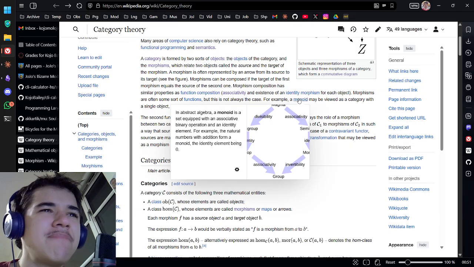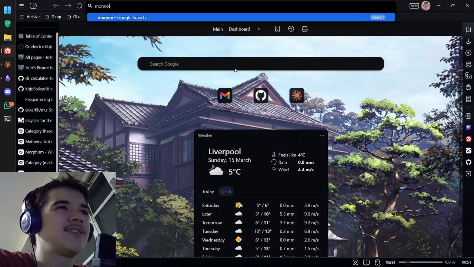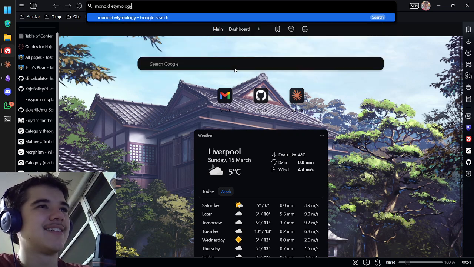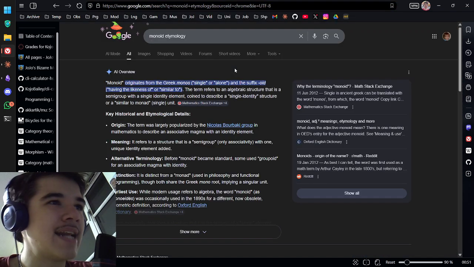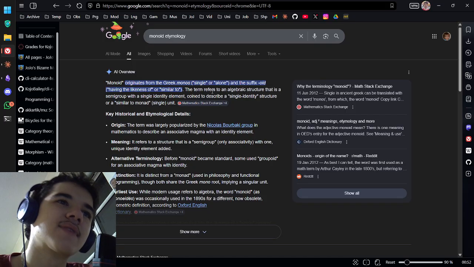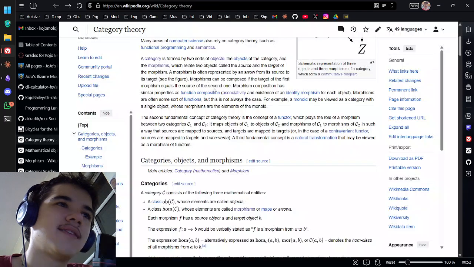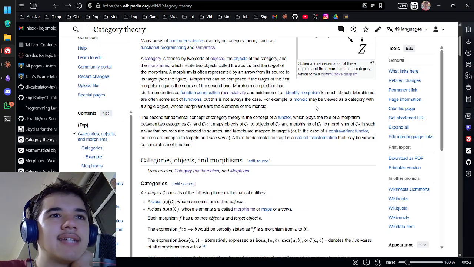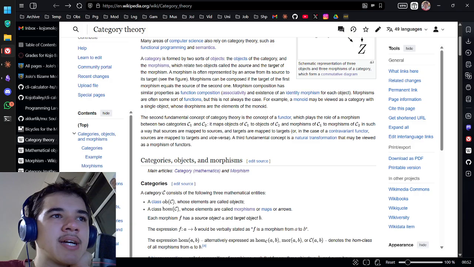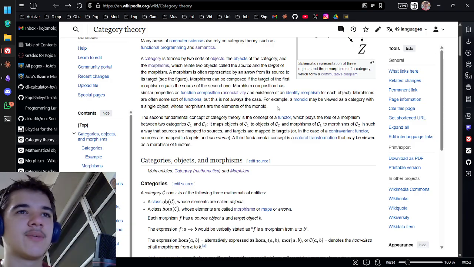Maybe. Hold on. Monoid etymology. Monos and the suffix oid, the likeness of, similar to. Okay. It contains a single identity element. So a monoid may be viewed as a category with a single object whose morphisms are the elements of the monoid. What does that mean?